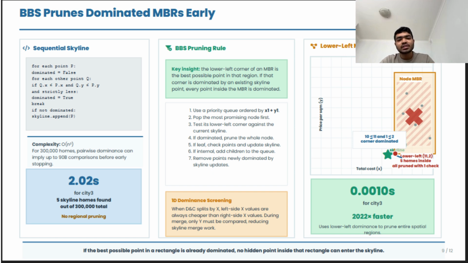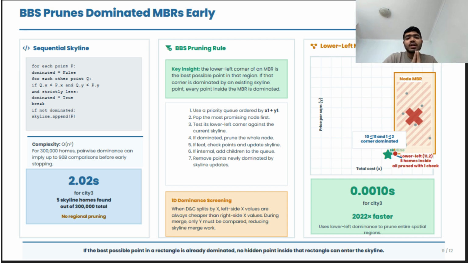The algorithm processes nodes in a priority queue ordered by the sum of x plus y from smallest to largest. This ensures we discover the strongest skyline homes early, which makes our pruning more aggressive for the rest of the search. When we reach a leaf node, we check the actual homes and update the skyline. When we prune a node, we skip all its children automatically.